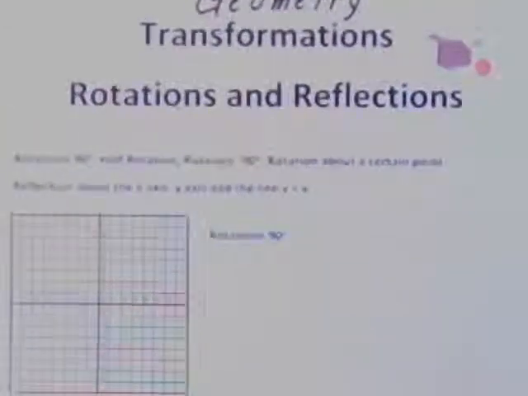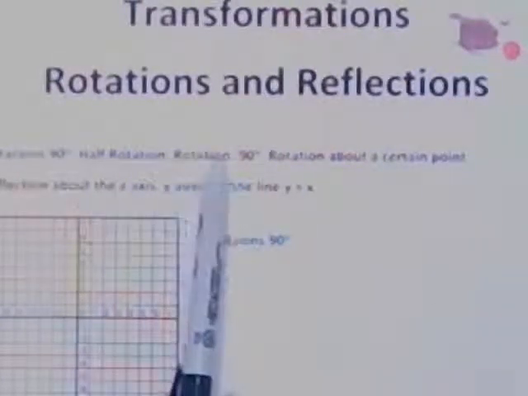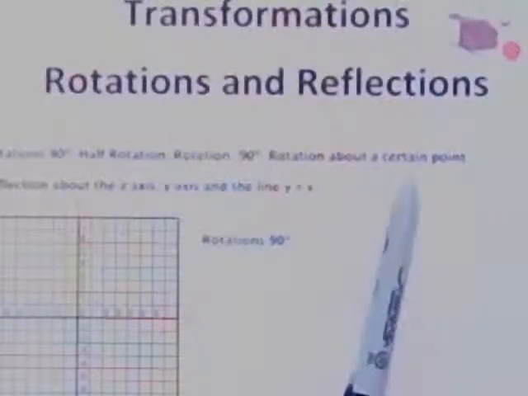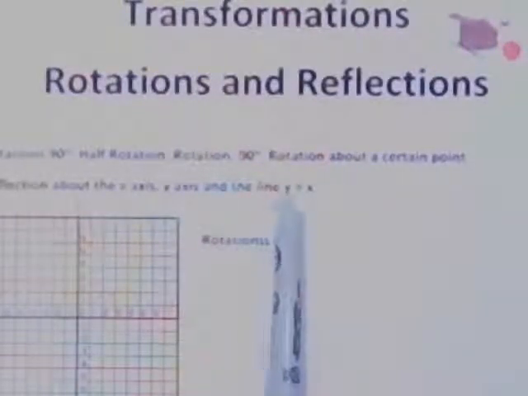Let's go a little bit closer together, and then we're going to look at some information. Rotation of 90 degrees, half rotation, rotation about negative 90 degrees, rotation about a certain point, reflection about the x-axis, y-axis, and the line y equals x.